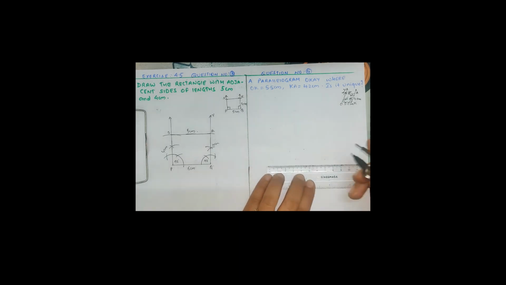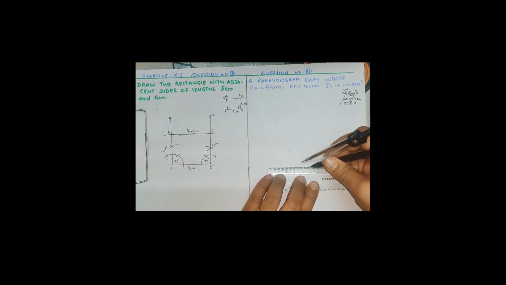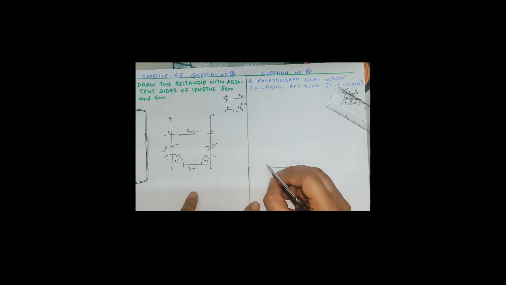Now last question of this chapter and exercise also. Question number 4, where you need to draw the parallelogram OKAY, where OK is 5.5 centimeter, KA is 4.2 centimeter. Now they are asking in the question, is it unique? So let's start. OKAY is a parallelogram, so you need to keep all the properties of parallelogram in your mind while constructing it. That is OK, I have drawn 5.5 centimeter.